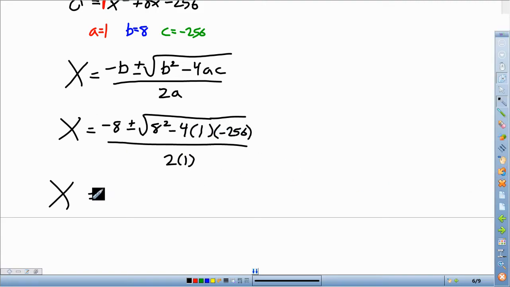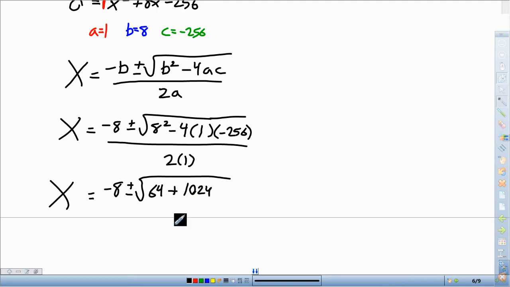So this other stuff I'm just bringing down, negative 8 plus or minus square root. 8 squared is 64. And negative 4 times 1 times negative 256 is giving me a positive 1,024. Use your calculator, obviously. Down on the bottom, all divided by 2 times 1, 2.